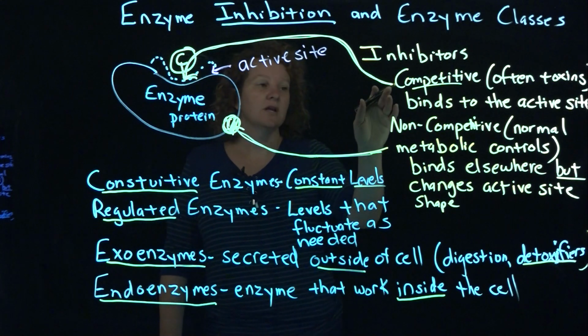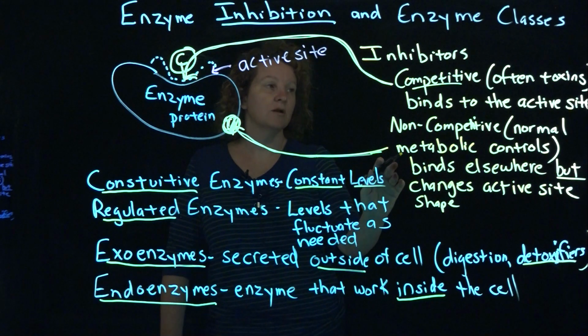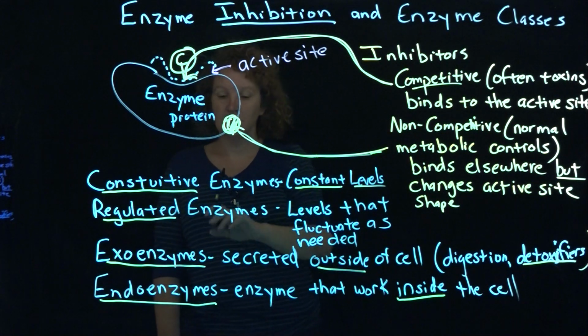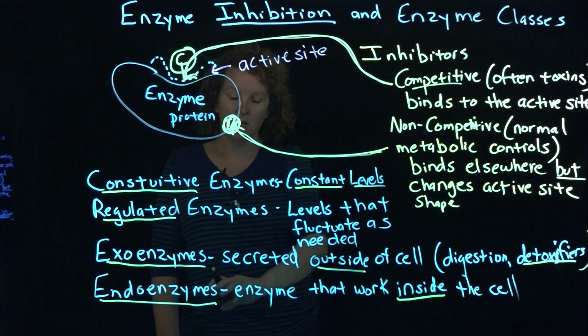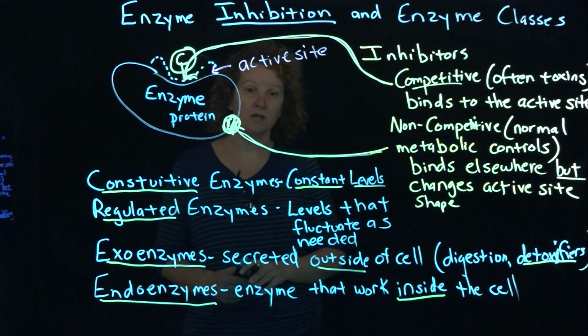So just to revisit, inhibitors can be competitive or non-competitive. Enzymes can be at a constant level, constitutive, or regulated. And then, depending on where the enzymes are located, that's yet another way to classify them.